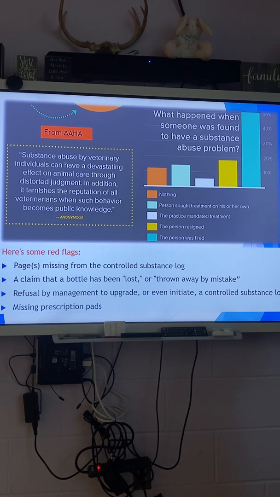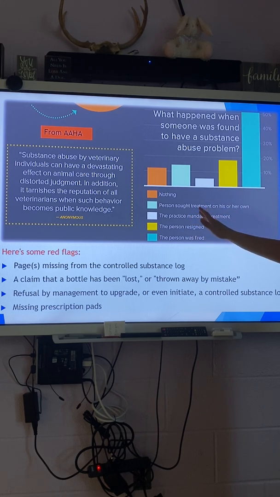What happened when someone was found in a vet clinic to have a substance abuse problem? I'm talking about those employees who actually were taking drugs and abusing them from the vet clinic. Nothing happened, a little over 10%. The person sought treatment on his or her own, 15%. The practice mandated treatment. They said you have to have drug treatment, detox, go to, what's that called? Rehab. Thank you. Rehab.